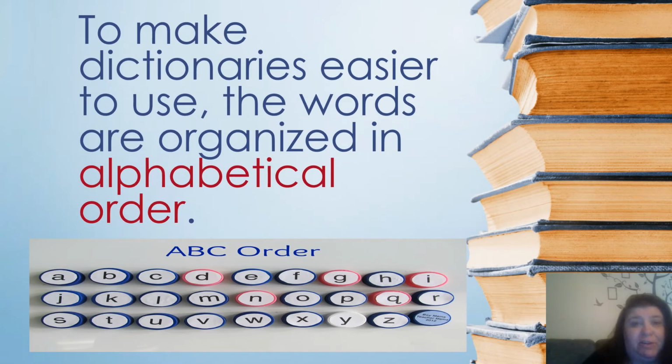To make dictionaries easier to use, the words in the dictionary are listed in alphabetical order. That makes it easy to figure out where one word is, so it's not just new entries made each year. They're all placed in alphabetical order so that it's easy to access and manipulate.